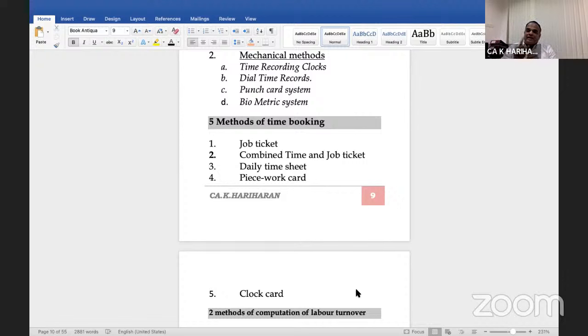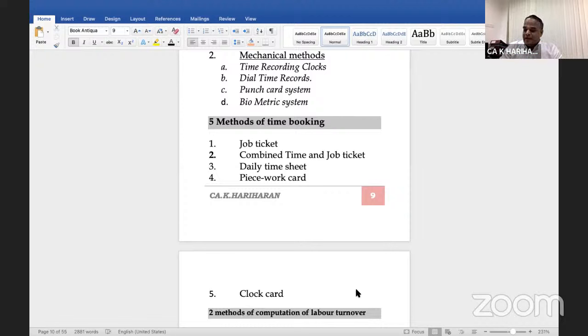Timekeeping represents what? Total time spent by the worker inside the factory is called timekeeping. Whereas time booking represents worker by worker, day by day, department by department, how many hours they spend productively. So this is the difference between timekeeping and time booking. How many hours workers are there inside the factory is timekeeping. In the factory, department wise, how many hours they spend productively is time booking.